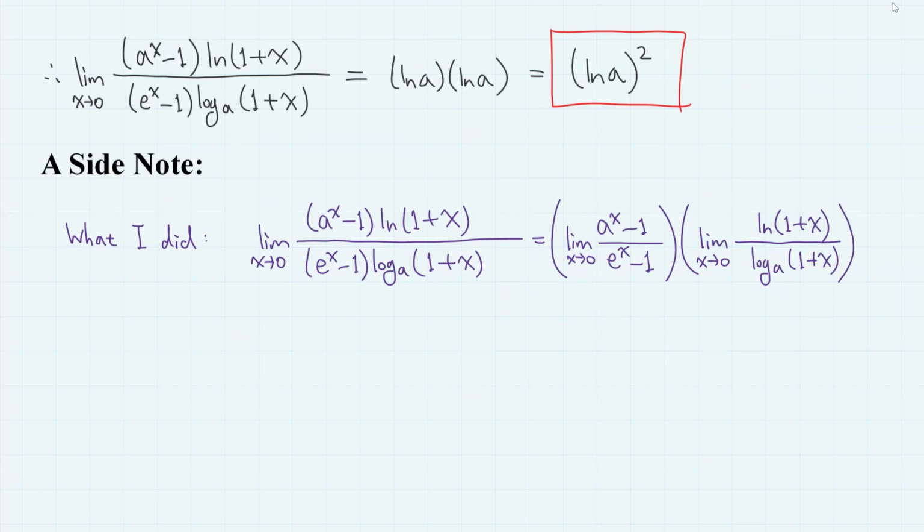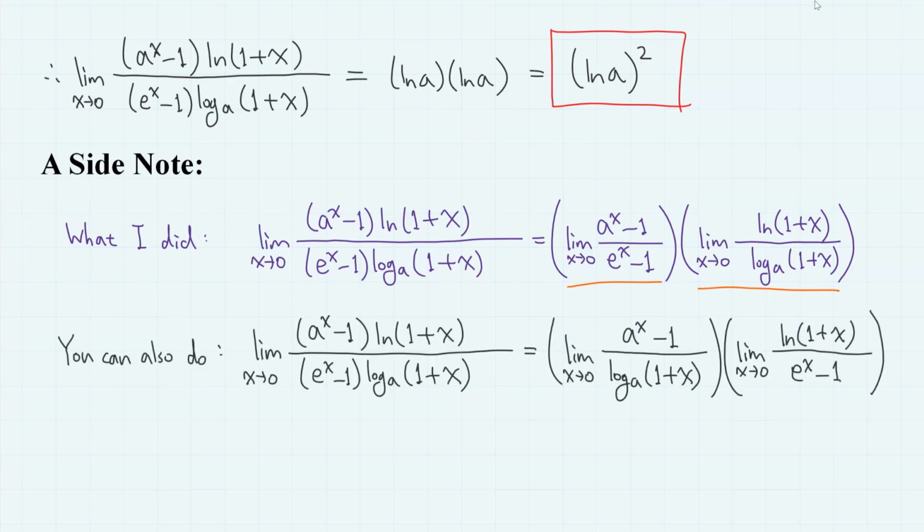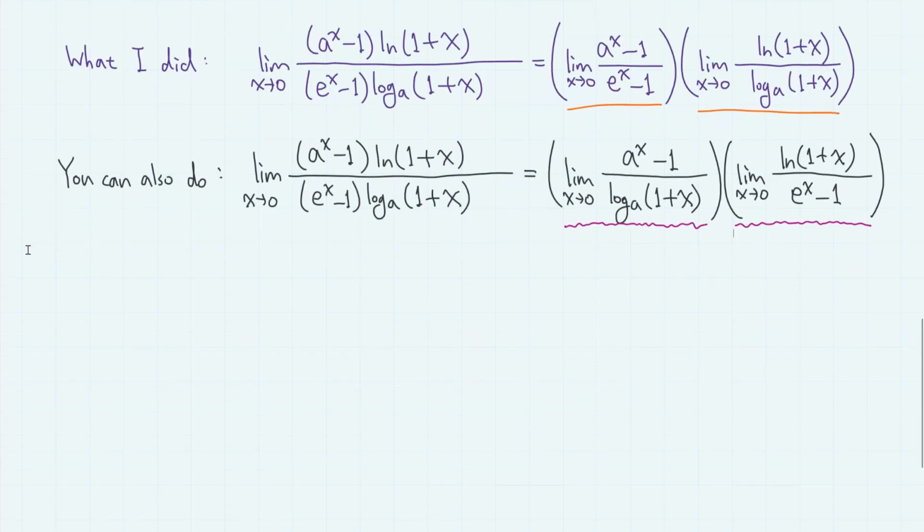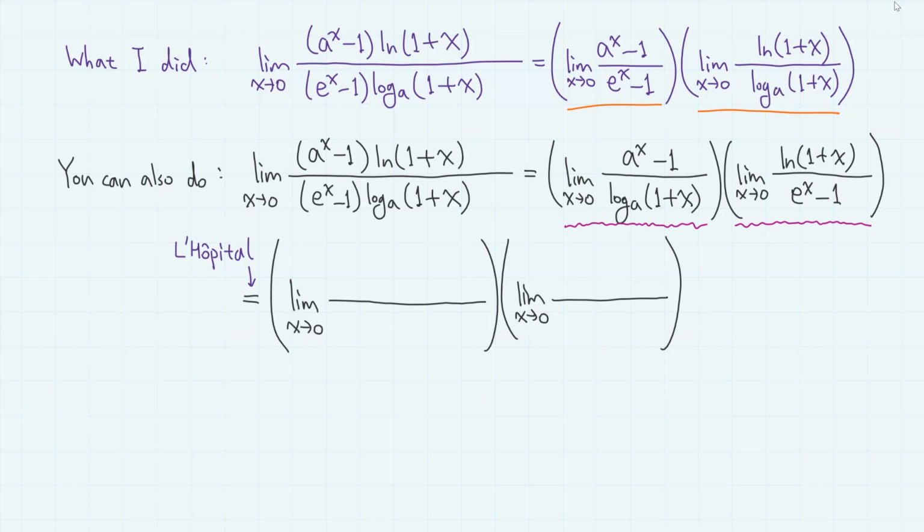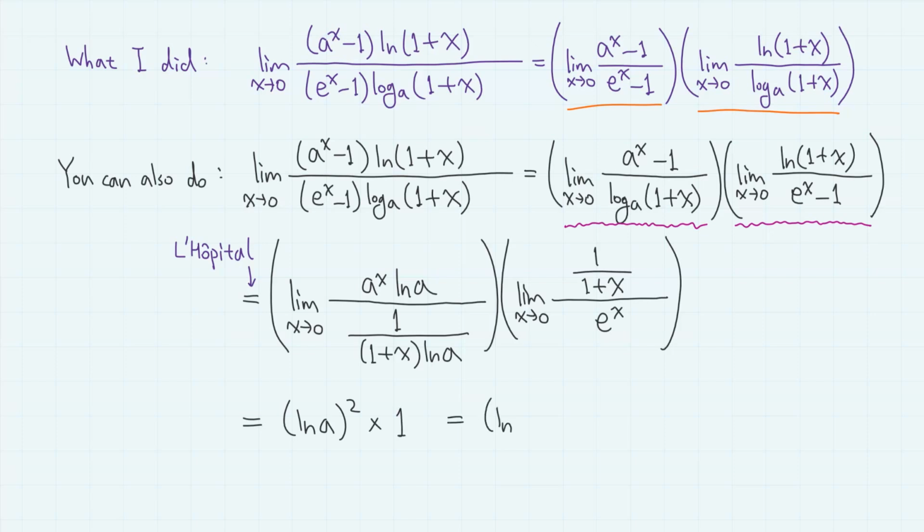A quick side note here. In this method, I split the limit like this. But you can also use the same L'Hopital method when you split the limit as limit of a to the power of x minus 1 divided by log base a of 1 plus x and the limit of ln 1 plus x divided by e to the power of x minus 1. If you apply the L'Hopital's rule here, the first one gives a to the power of x ln a divided by 1 over 1 plus x ln a, and the second one gives 1 over 1 plus x divided by e to the power of x. So the first limit gives ln a squared and the second limit gives 1. So we obtain ln a squared. So we arrive at the same answer.